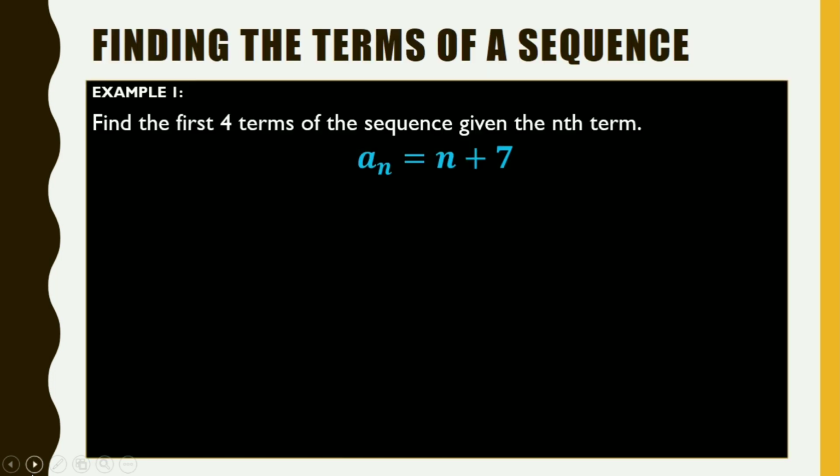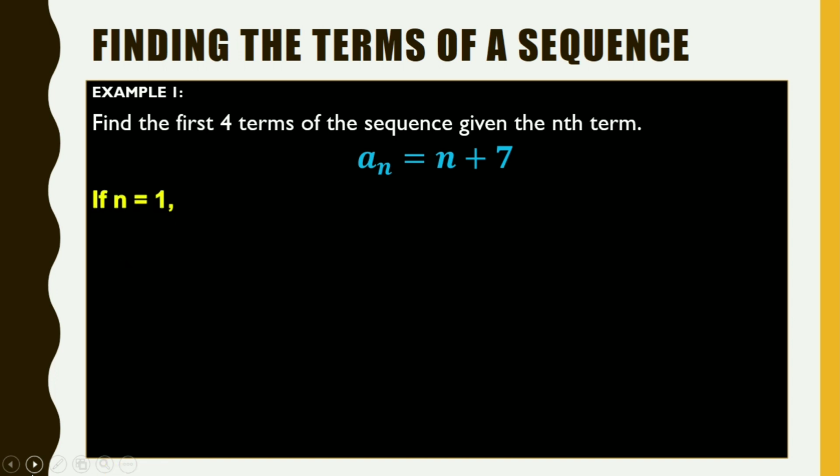Our first example is: find the first four terms of the sequence given the nth term a sub n is equal to n plus 7. For us to get the value of the first four terms, we will just substitute 1, 2, 3, and 4 to the value of n, since we are looking for the first four terms.